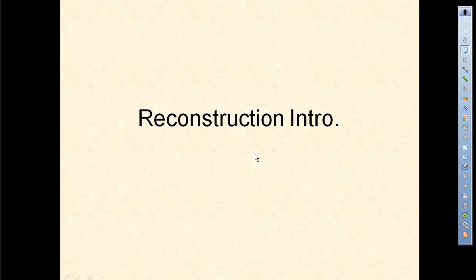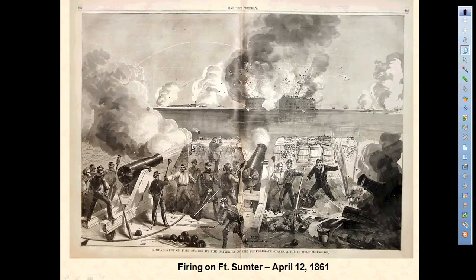Okay, folks, here we are starting our very first interactive blended unit module. This is the Reconstruction Introduction. Now, of course, this unit will include parts both for Reconstruction and for the Jim Crow unit, but we, of course, are starting with Reconstruction.